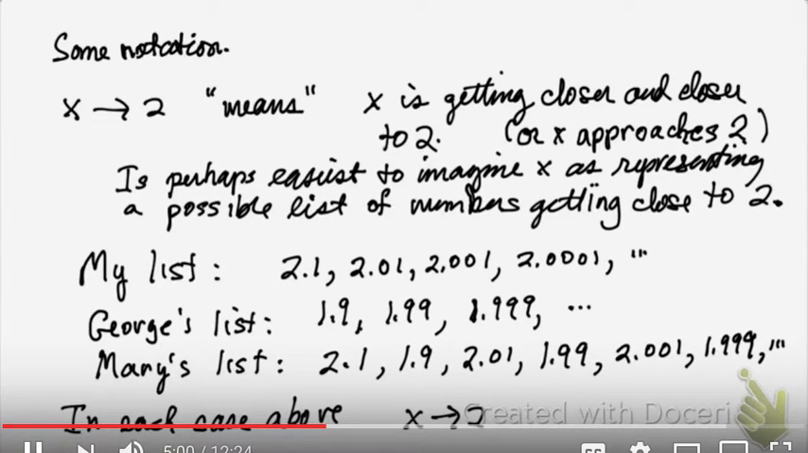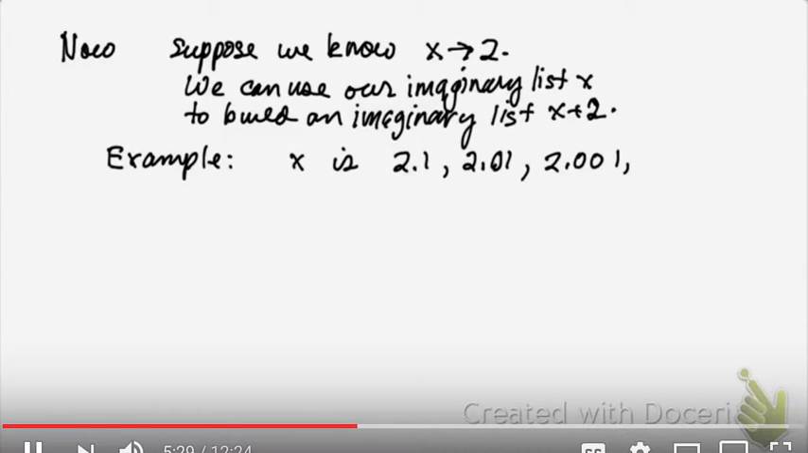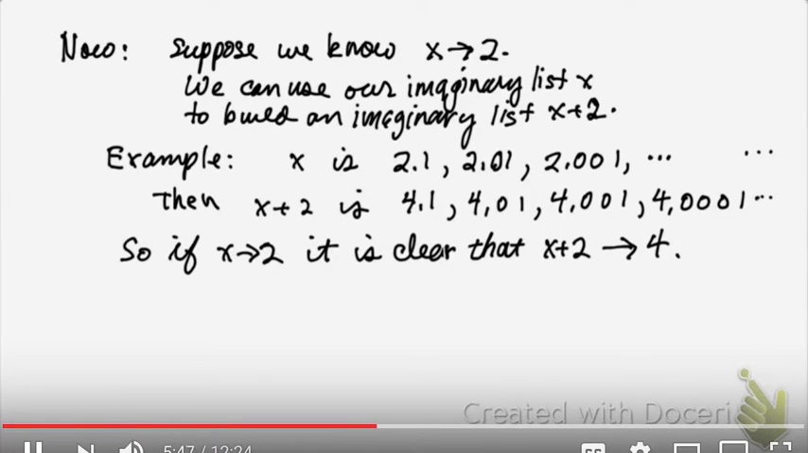For each list, if you go out far enough in the list, one can clearly make the numbers in the list as close to 2 as anybody might possibly want. Now, if you already have, for example, an x approaches 2 list, this original list can be used to build other lists. For example, a list where we add 2 to each number in the original list. Here's an example of a possible x approaches 2 list and a corresponding list x plus 2 built out of it. Here it is clear that if the original list of x's are getting closer and closer to 2, then the corresponding list made by adding 2 to each x has to be getting closer and closer to 4.